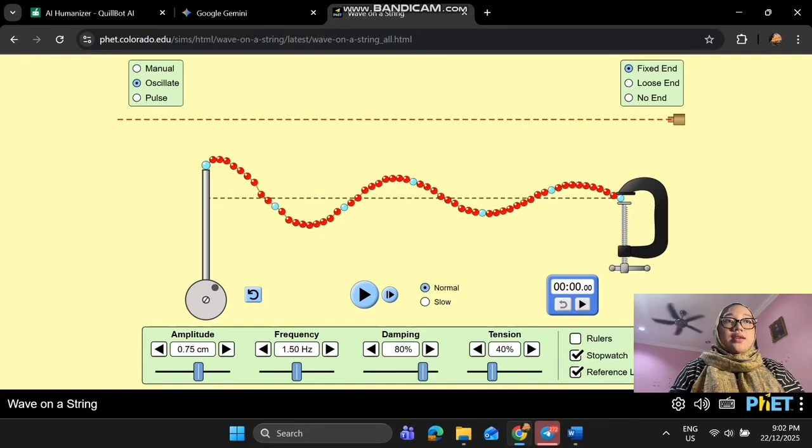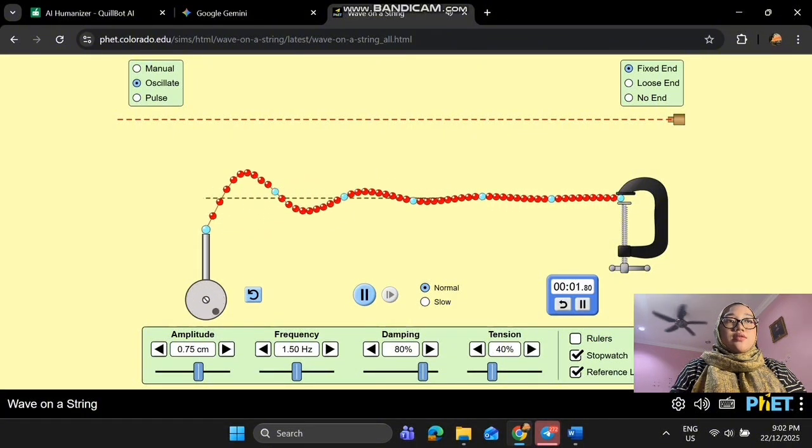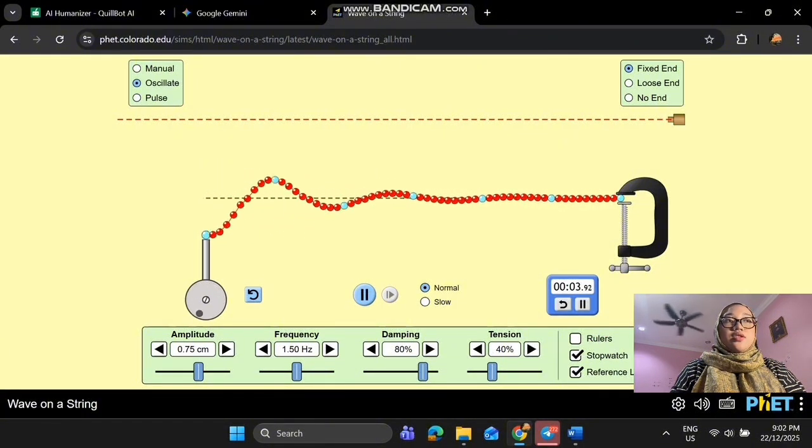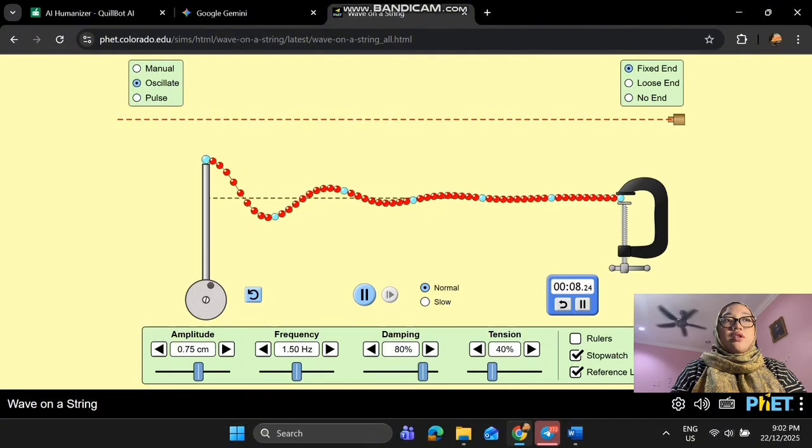Okay, for this picture, I will set it to high damping and low tension. For high damping, I set it to 80%. So it will represent resistive forces like friction or air resistance. Because the damping is so high, 80%, the energy is drained so quickly that the wave disappears before it can even reach the middle of the string.